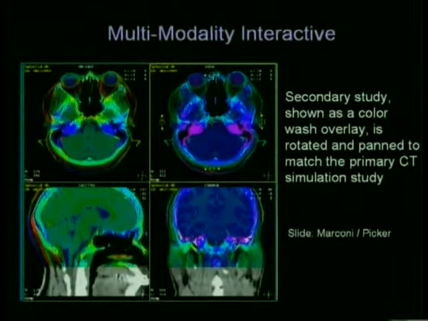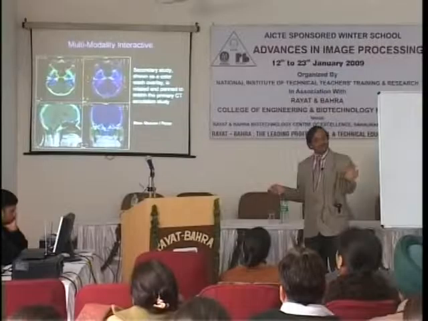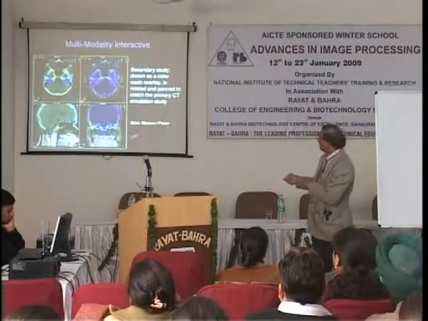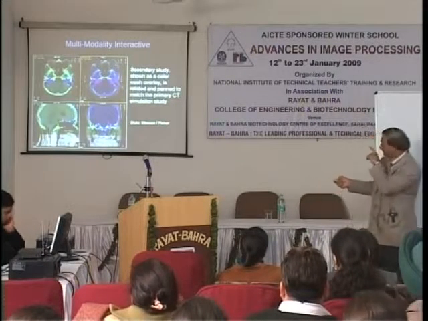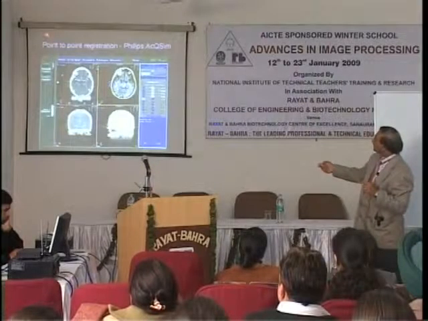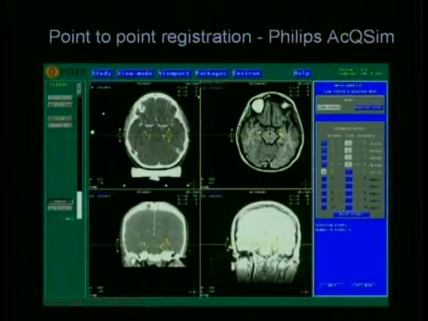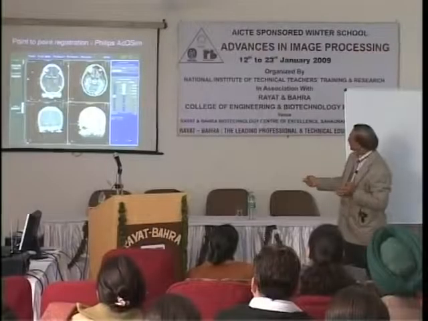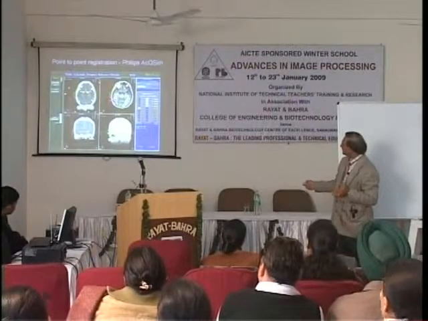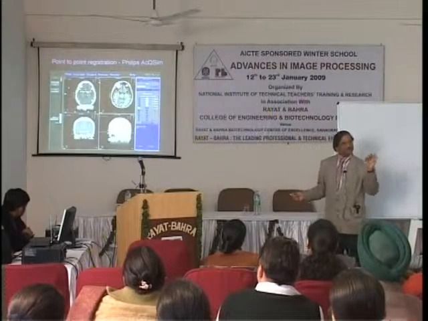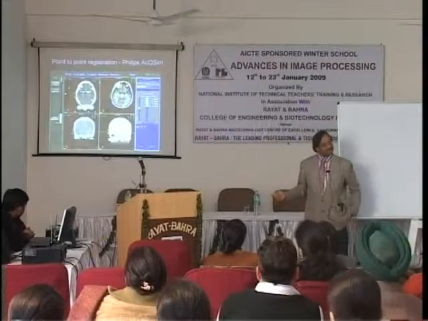So this is an example of a multi-modality interactive overlay, color overlay, so that the fusion can be done. This is one of the slides from older Picker systems. Next, you can do a point-to-point registration. This is software which comes with the Philips system, where from one point to another point, you can register from CT to MR, and you can exactly delineate or co-register the things.